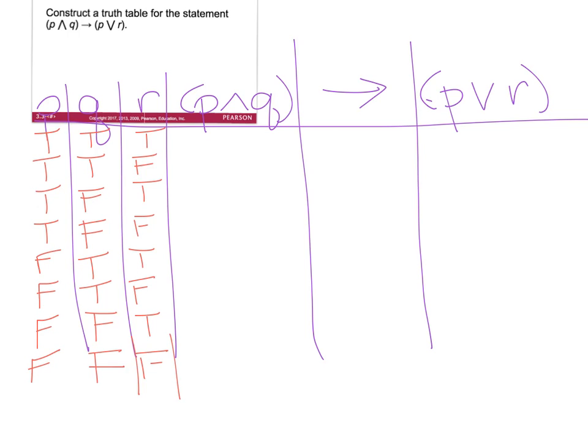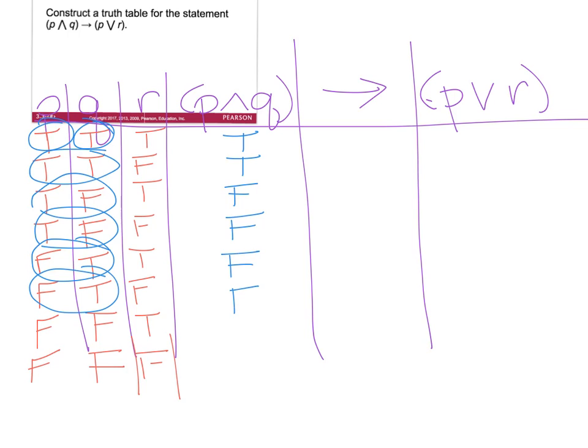So remember, in order for that to be true, P and Q must both be true. So we're going to get true, true, false, false, false, false, false, false.